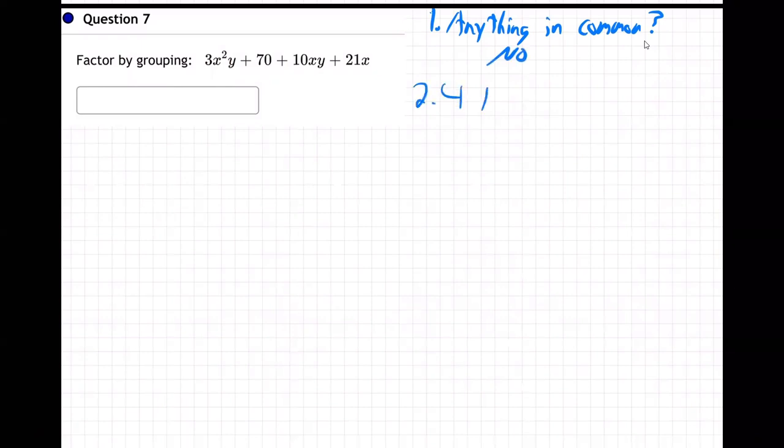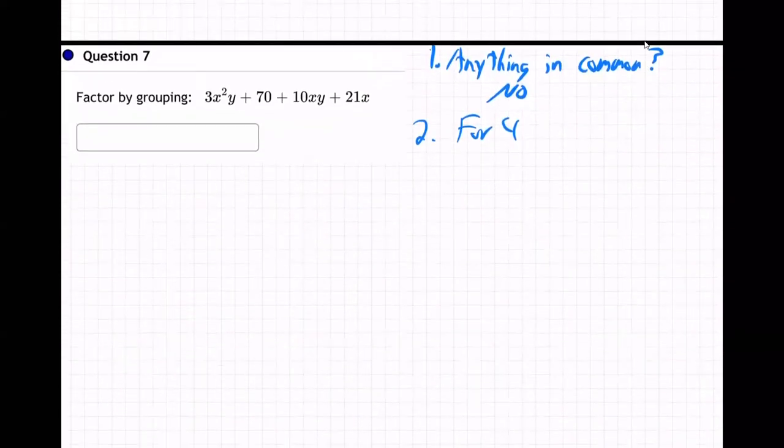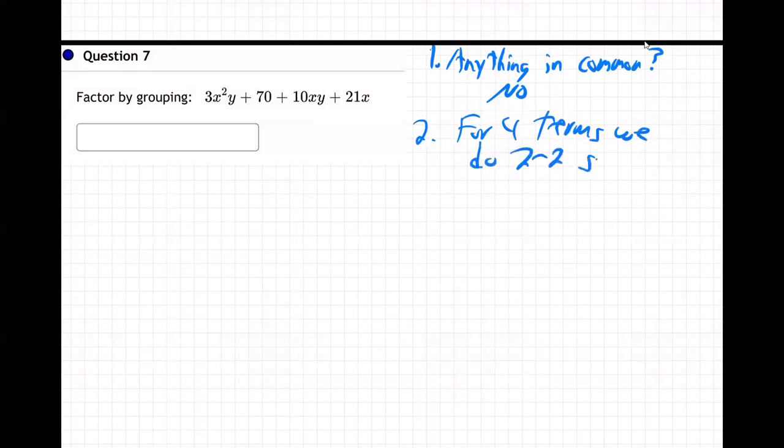What to do for 4 terms? For 4 terms, step 2 here. For 4 terms, we do a 2-2 split. Right, we got to break it up. Now, I'm going to do first 2, last 2. It's not going to work. Watch it fail. Don't write it down, but watch it fail.